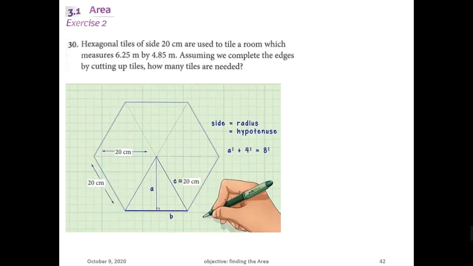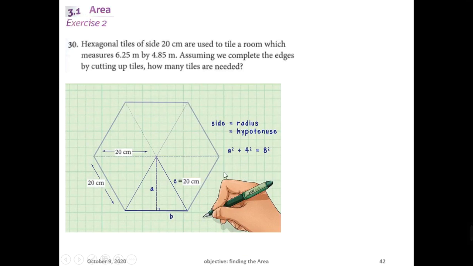Let's carry on with finding the area of different two-dimensional objects. As in this example, a hexagonal tile of side 20 centimeters is used to tile a room which measures 6.25 meters times 4.85 meters. If you notice in this question, the first thing that you're going to do is to draw a hexagonal tile.